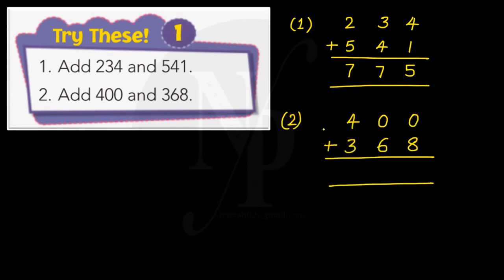So I have written the numbers in second question. It is 400. I have written here 400 and 368, and we have to add these two numbers starting from one's place. It is 0 plus 8 is 8, because we know that adding 0 to any number will give us the same number 8. Again 0 plus 6 is 6, and 4 plus 3 is 7. The answer or the sum we get is 768. So like this we can add the 3-digit numbers.